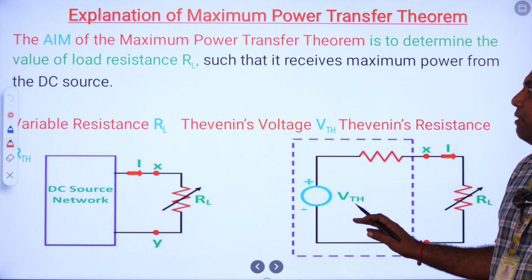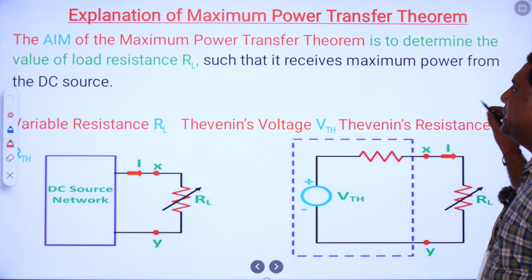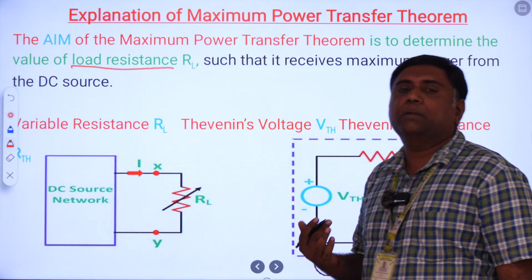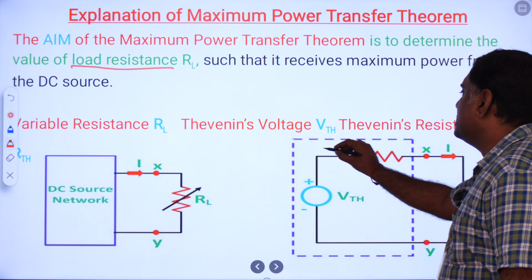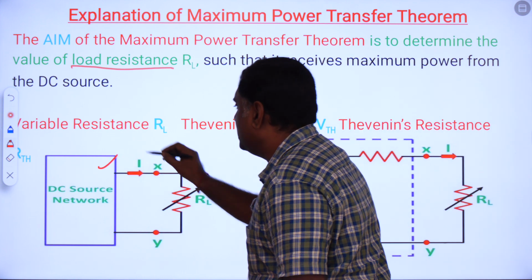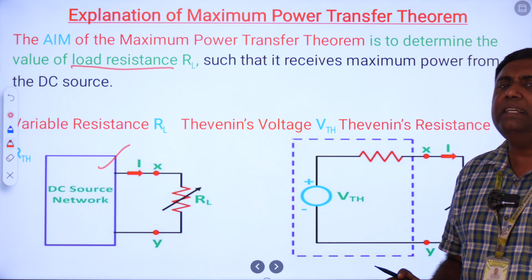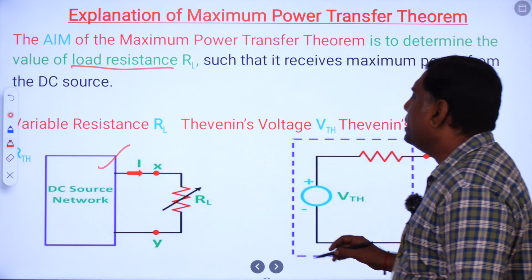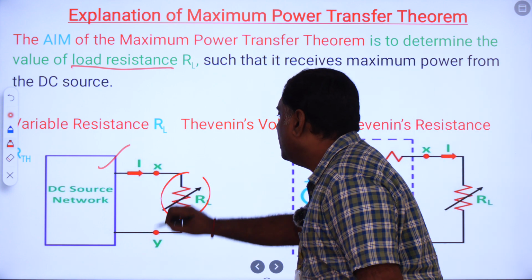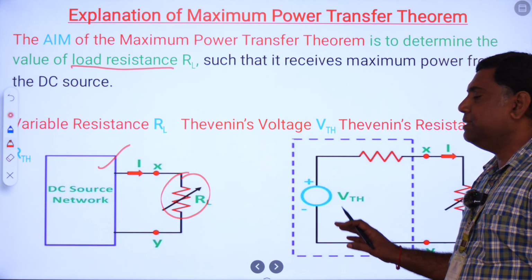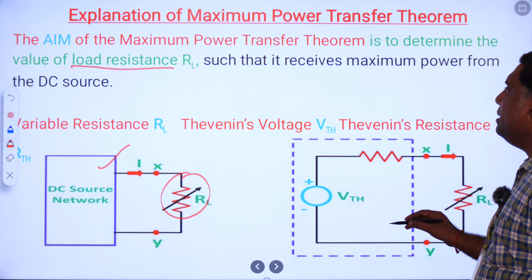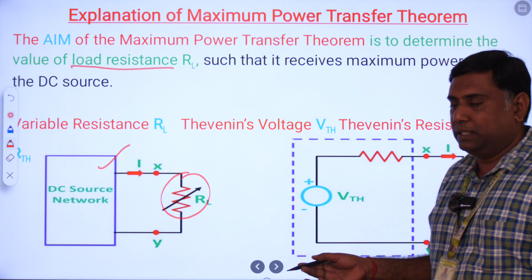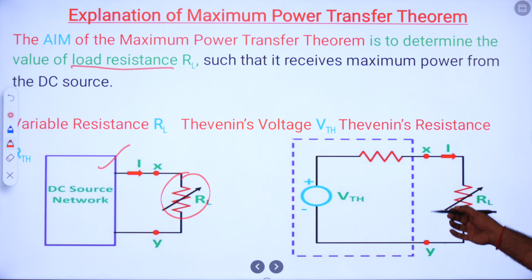Here the aim of the maximum power transfer theorem is to determine the load resistance. Why? The internal resistance of the DC source network is already a fixed value and we cannot modify it. The only thing we can change is the resistance of the load. That's why we mention that RL is the variable resistance.